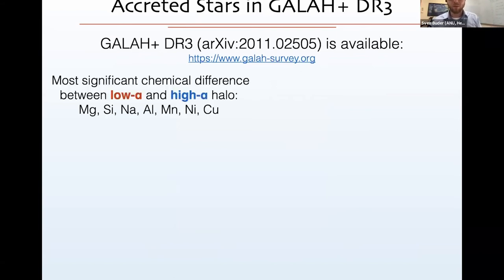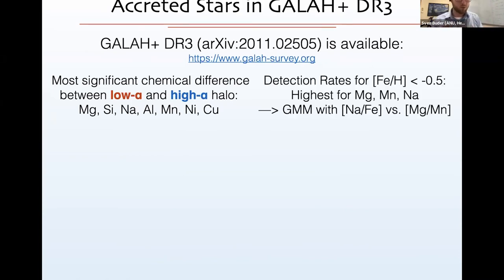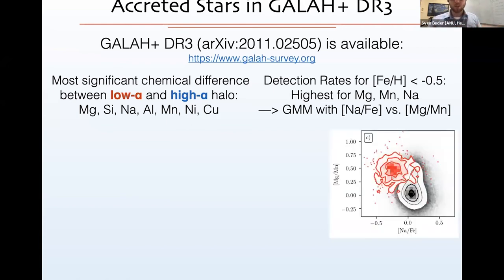But coming to my work, I looked at the most significant chemical differences between, first of all, the low-alpha and high-alpha halo. I found several elements that show significant differences, but also including the detection rate for metal-poor stars, I find the highest detection rate and chemical differences for magnesium, manganese, and sodium for GALAH. And then once we apply Gaussian mixture models to model this combination, we actually do find these stars to be in the top left of this sodium iron versus magnesium manganese plot. But we find a difference between the chemical and dynamical selection, especially when it comes to the sodium abundance.